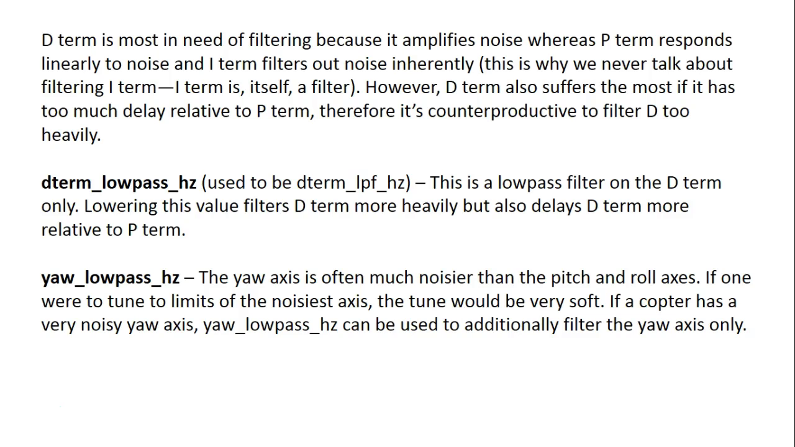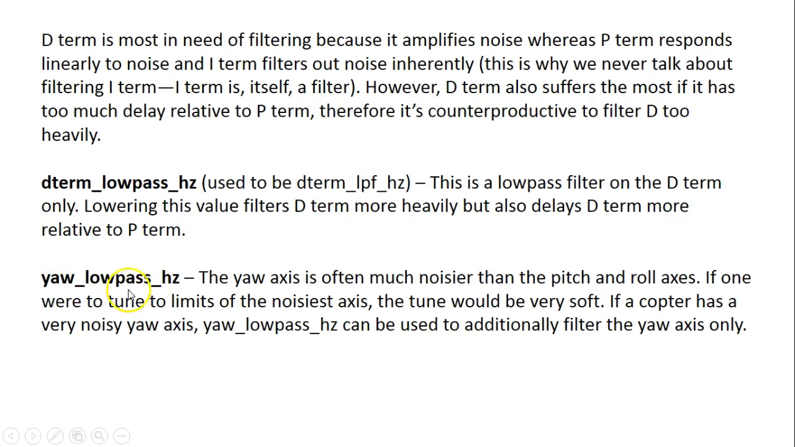But the flip side is that the D term would be just crazy noisy, and you would have to reduce your D gains almost to nothing in order to keep the D term from being so noisy that it made your motors hot, okay? At which point the D term would not be very effective, right? So we add this additional filter on the D term, which filters the D term a little more and compensates for the fact that the D term amplifies noise, but it also delays the D term, okay?